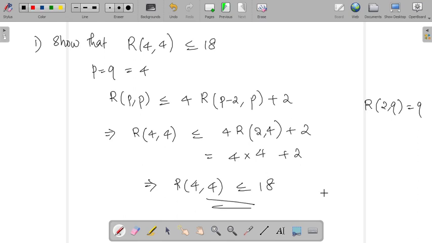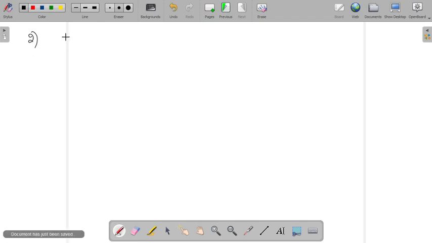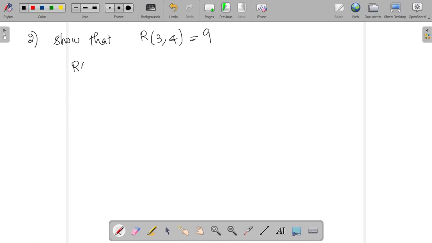Now again using this inequality, let us look at one more problem. We will show that R of 3, 4 is equal to 9. So let us first find an upper bound for R of 3, 4. Now R of 3, 4 will be less than or equal to, taking R of P minus 1, Q gives R of 2, 4. Then taking R of P, Q minus 1 gives R of 3, 3. Now R of 2, 4, since R of 2, Q is equal to Q, will be 4. Now R of 3, 3 we have seen, that will be equal to 6.